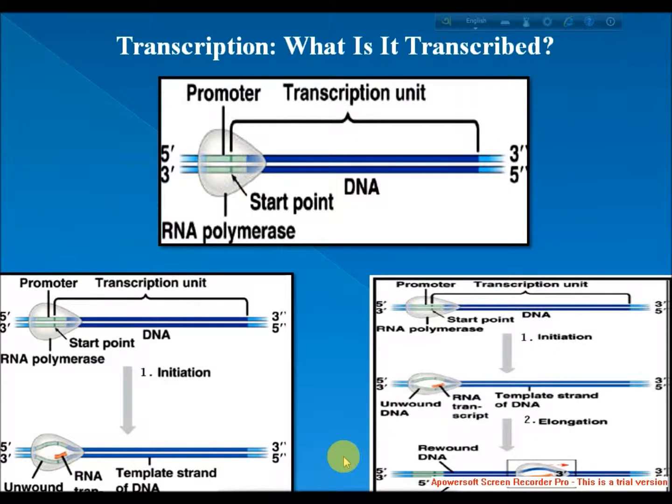RNA polymerase binds to the gene's promoter region and starts making a molecule of mRNA until it finds a mark in the gene, the termination sequence. The term transcription unit refers to the segment of DNA between the sites of initiation and termination of transcription by RNA polymerase. More than one gene may reside in a transcription unit.